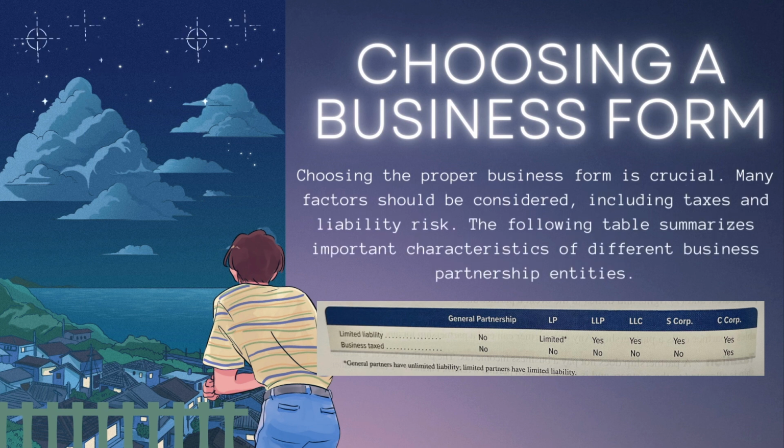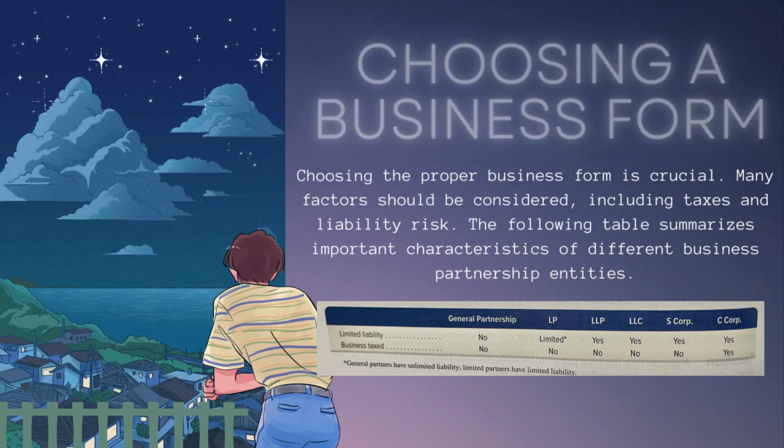Choosing a business form. Choosing the proper business form is crucial. Many factors should be considered, including taxes and liability risk. The following table summarizes important characteristics of different business partnership entities.